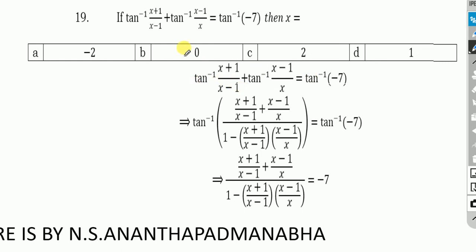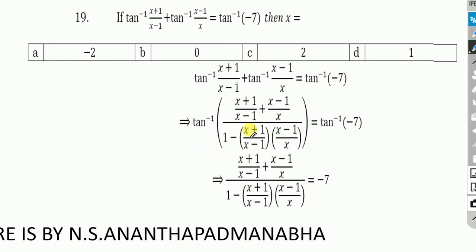So we will consider tan inverse of (x plus 1) by (x minus 1) plus tan inverse of (x minus 1) by x, which is equal to tan inverse of minus 7. In the left hand side, I will apply the formula for tan inverse of x plus tan inverse of y, which is tan inverse of (x plus y) by (1 minus xy). So this is x and this is y here. I have (x plus y) by (1 minus x into y).